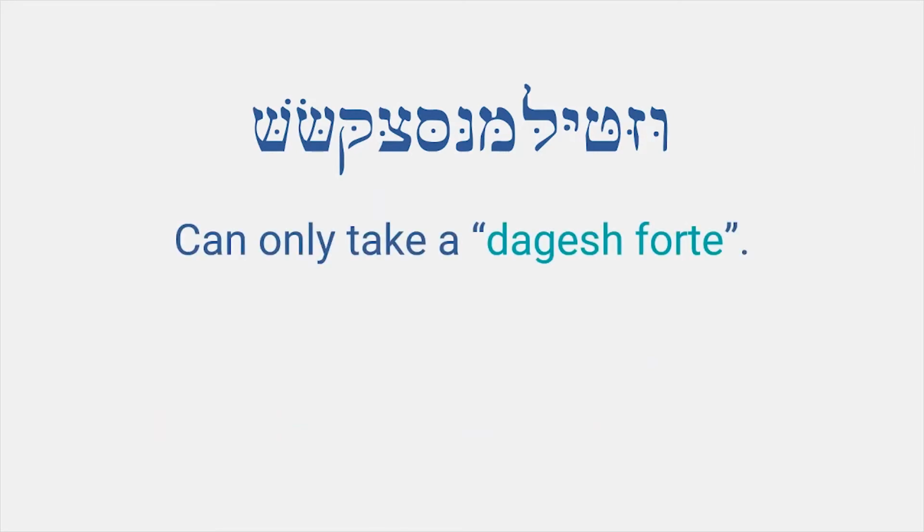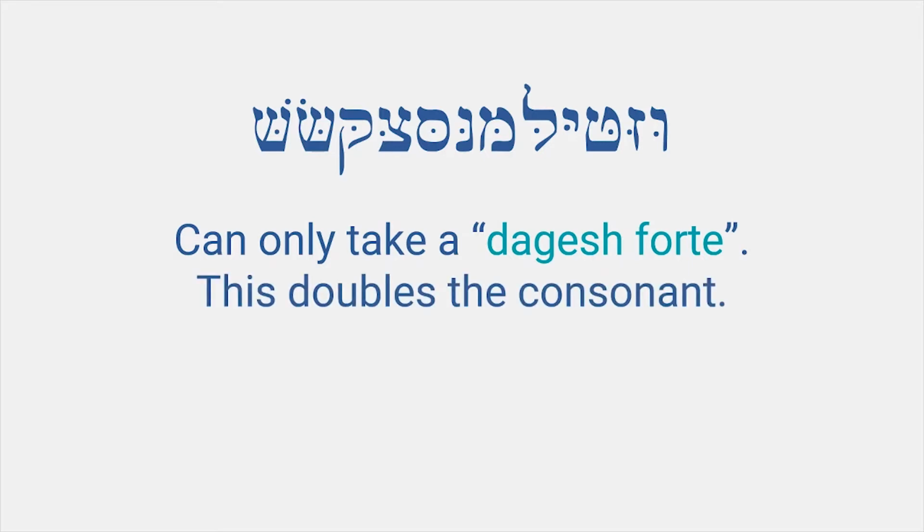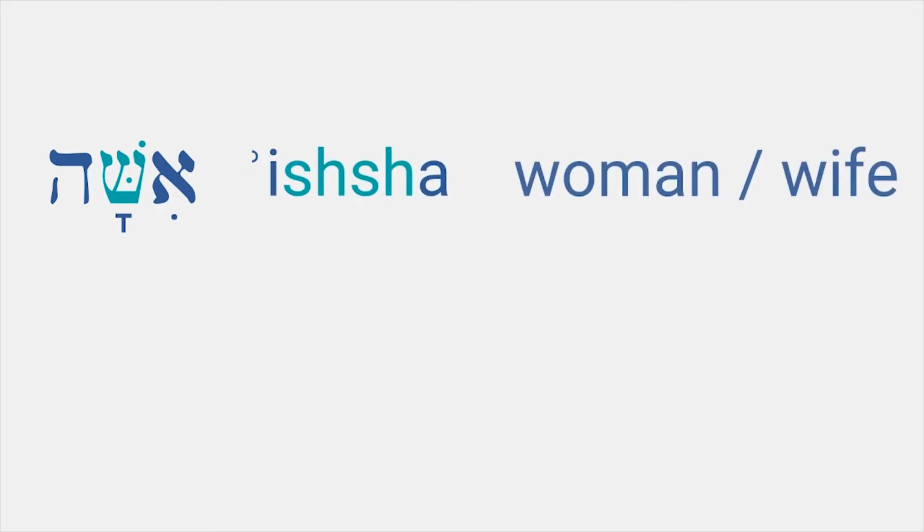As for all the other letters, they can only take a Dagesh Forte. No Dagesh Lene, only a Dagesh Forte. And a Dagesh Forte doubles the consonant. So take for example a Shin. If a Shin receives a Dagesh, it is always a Dagesh Forte, and hence you get shsh as opposed to just sh. For example, Isha, which means woman or wife.